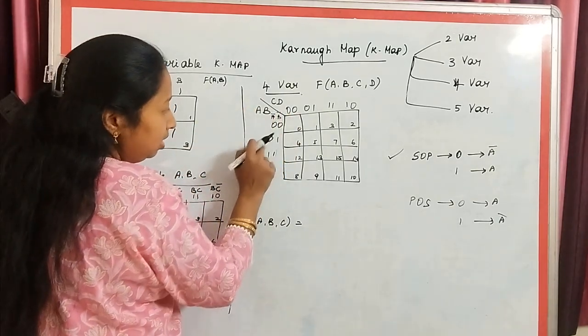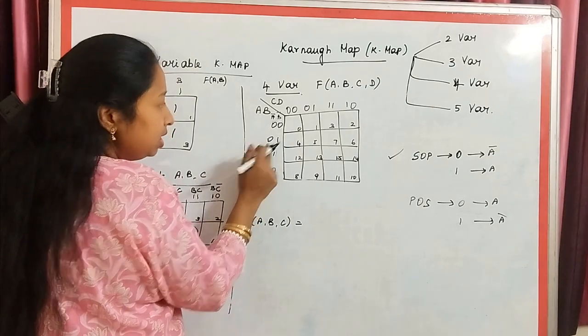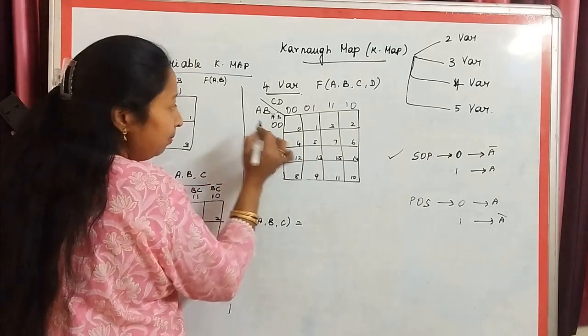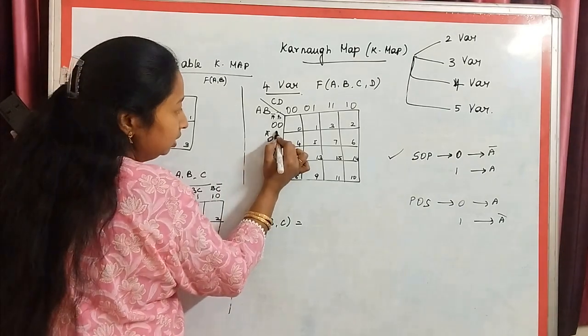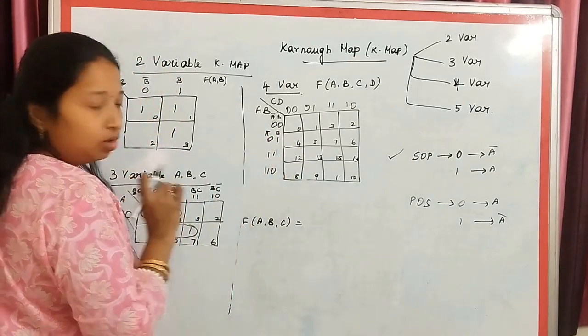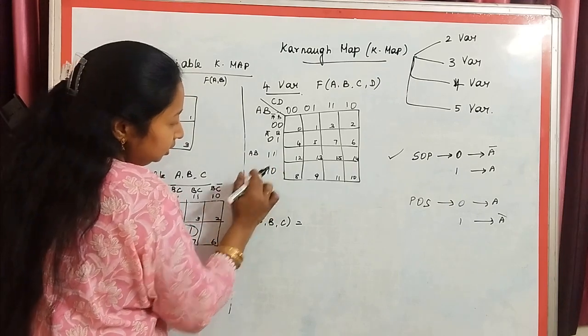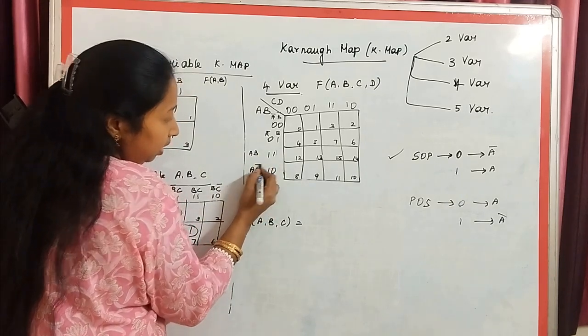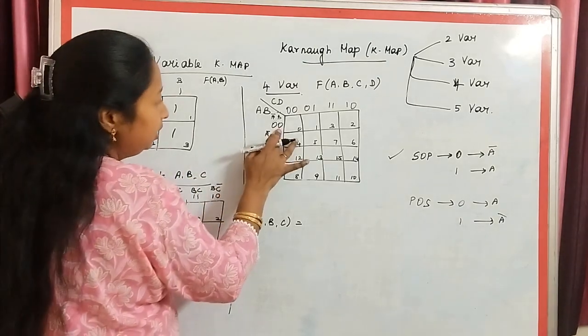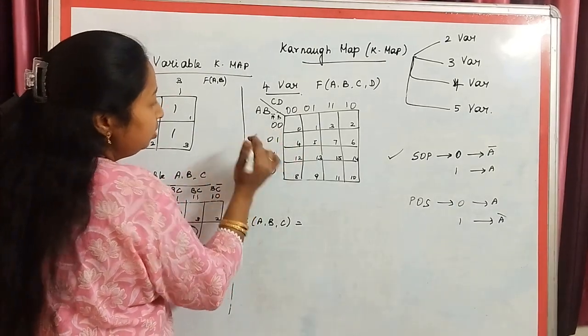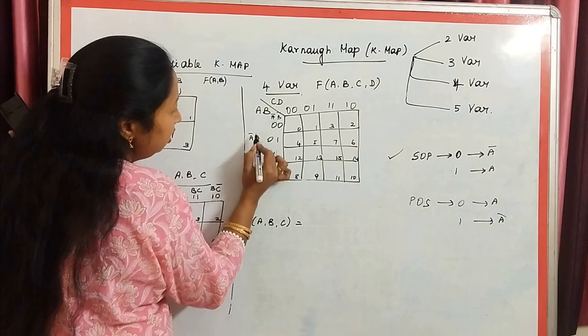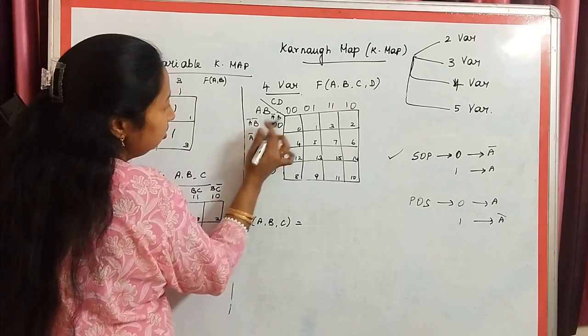Take the second state. Here the first variable is 0, so it should be represented as A bar. The second variable is 1, so it will be represented as B. Got it? Here it is A, B, and for this it is A and B bar. Clear? Let me write it here so that it will be easy for you to solve. A bar B, and this is A bar B bar.